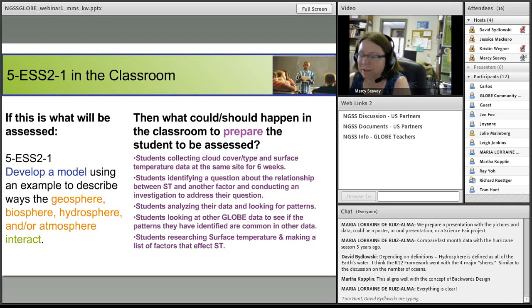I agree. This aligns very, very well with the idea of backward design. We're starting with what we want the students to be able to do to demonstrate, and then we decide the best way to teach that.